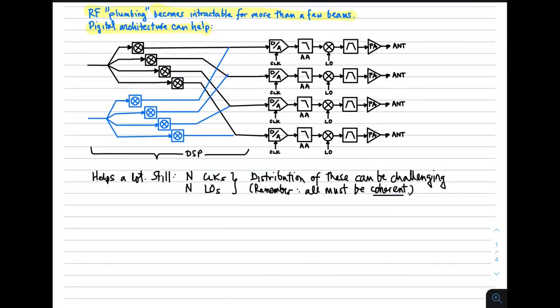So here is the digital architecture that implements two beams. And the idea here is that we do the DSP first, the digital signal processing first, and we implement the beams in digital signal processing. So all the modulation and signal processing associated with modulations occurred. Then we do the fan out, the dividing, implement the vector modulators or the phase shifters, and we do that all digitally. And for the second beam, we do the same thing.